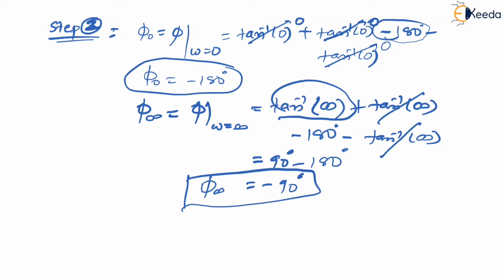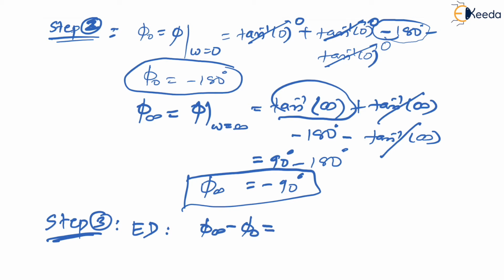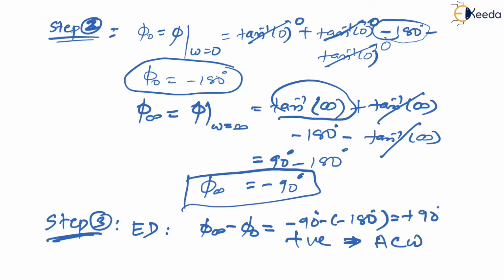Now step 3 is what? Ending direction. Let me do it here only. The ending direction is going to be phi of infinity minus phi of 0, which is equal to minus 90 degrees minus of minus 180 degrees, which is equal to plus 90 degrees, which is positive. Hence what we get here is the anti-clockwise direction. So the ending direction is going to be anti-clockwise. That is what we have concluded from step 3.